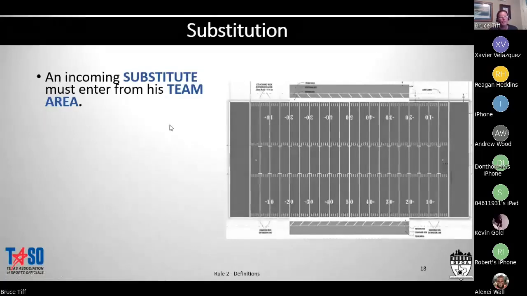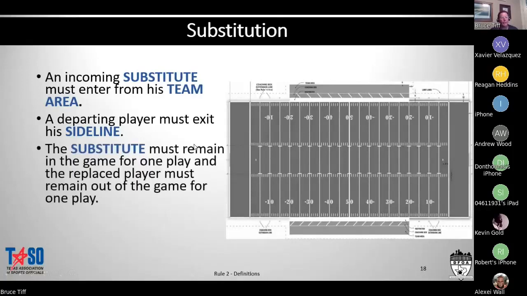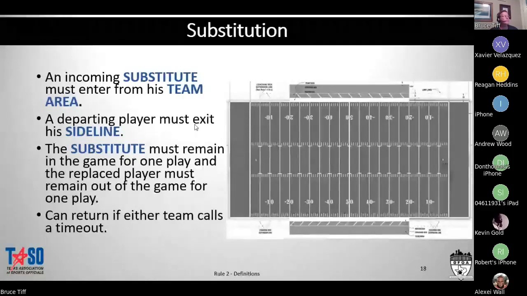A departing player must exit their sideline. So this is a little bit different. So if we had a guy run off, a substitute coming in, and he came in the right way through the team area, and he comes down here, that defender can actually just exit the sideline there and then immediately proceed to the team area. The substitute must remain in the game for one play, and the replaced player must remain out of the game for one play. Obviously, if either team calls a timeout, then they can come back in. They don't have to stay out for one play or stay in for one play. Okay, pretty straightforward, I hope.